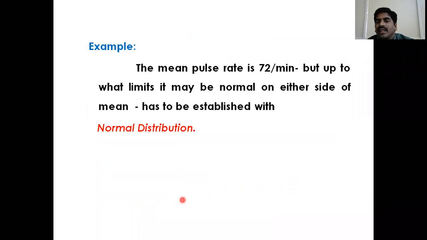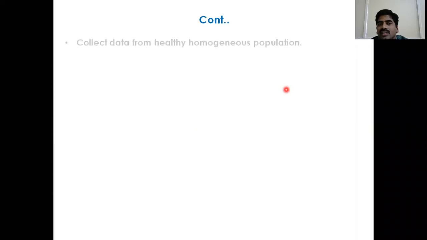The mean pulse rate is 72, but up to what limits it may be normal on either side of the mean has to be established with the normal distribution. Mean is 72, we cannot say 72 is the normal. Some observations are below 72 in the healthy group, and some observations are above 72 in the individual data. So we have to accept the deviations here. We have to find the lower limit and the upper limit. Okay, so this is the procedure.